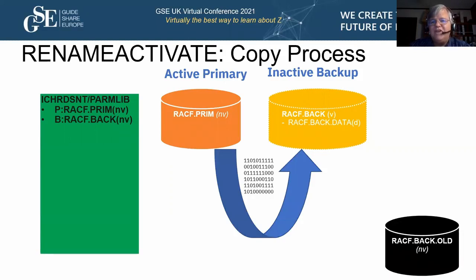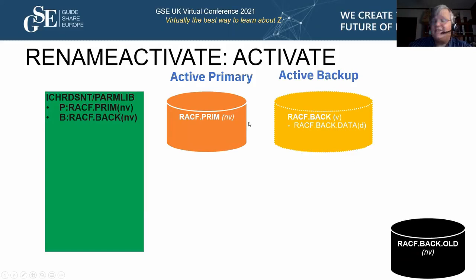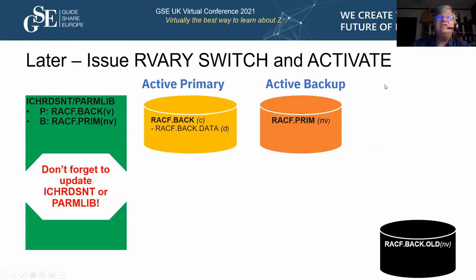Then we have the copying of data from the active primary into the inactive backup. Next step you do is the setups. Next thing that happens under the covers, RENAME ACTIVATE activates the data set, and life is good. You now have a VSAM RACF active backup data set. So a little later on, when you got comfortable with this, you'll want to go out and make your VSAM backup your primary and vice versa. So you'll do an RVARY SWITCH and an activate, and that's great.